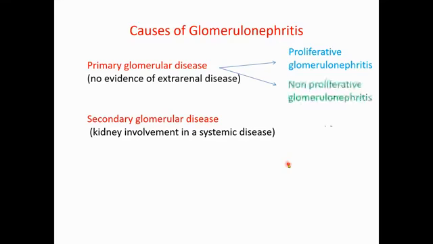So classification: primary glomerulonephritis and secondary glomerulonephritis. There are two types, both in primary and secondary glomerulonephritis. One is the proliferative glomerulonephritis and the other is the non-proliferative glomerulonephritis. Proliferative means that the presentation is usually nephritic, and in non-proliferative glomerulonephritis, the presentation is nephrotic.